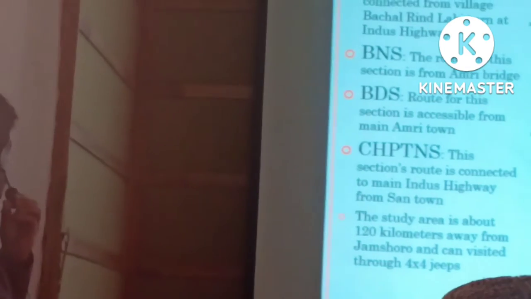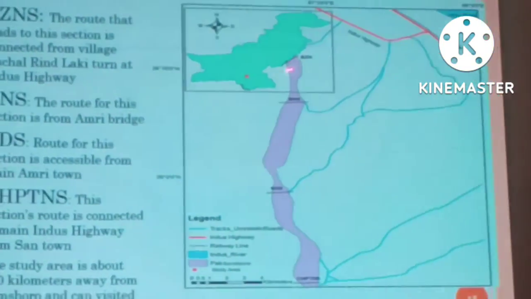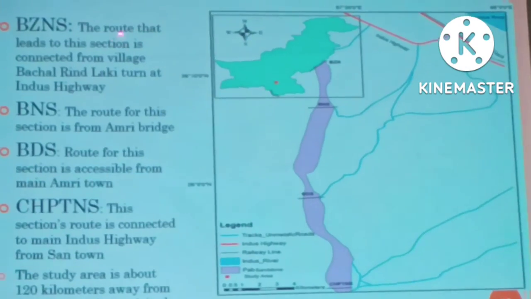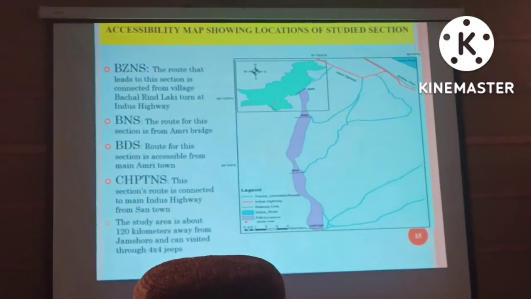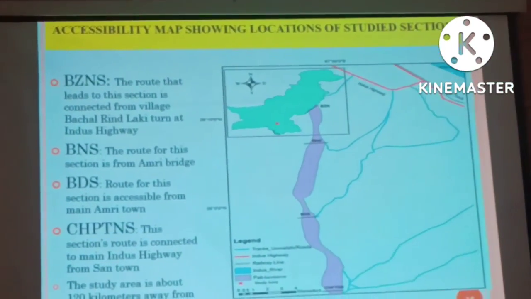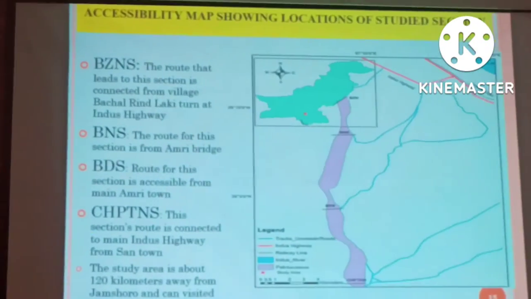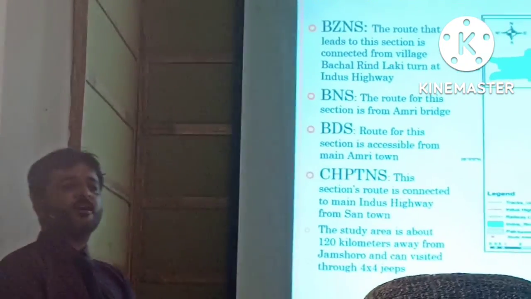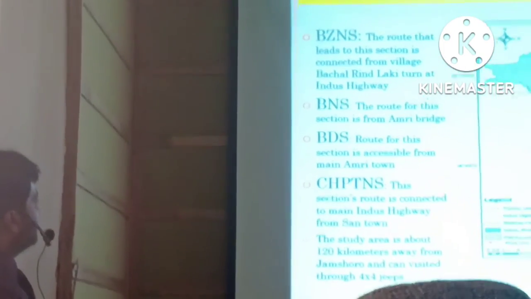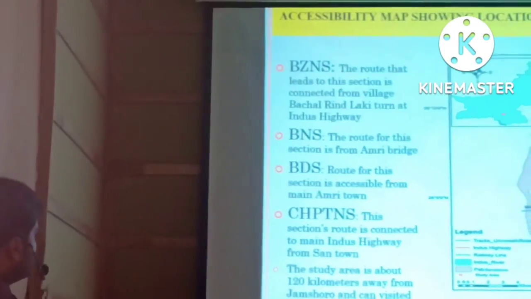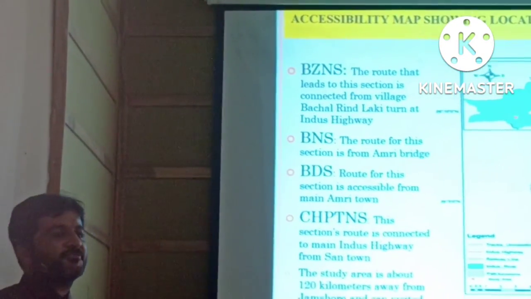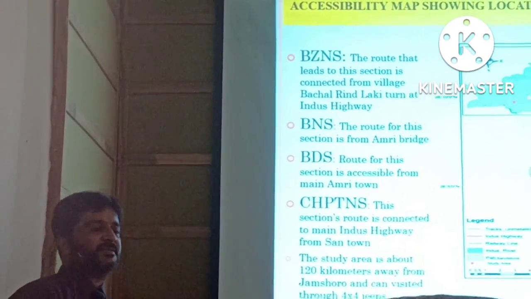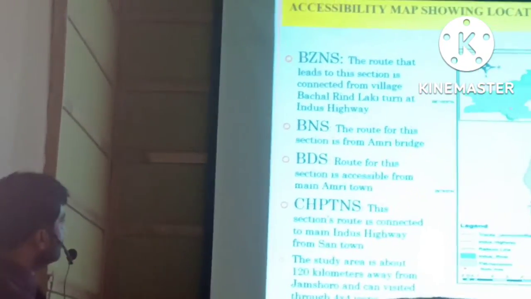Accessibility to these sections: these are lying in the northernmost part. This is the Bizan Nala here, and the route that leads to this section is connected from the main Indus Highway, from village Bachardin. That Bachardin is close to Lakhi Shatan. Then for the next, the route is connected from the Amri Bridge, and for the Bulldoro section, that is from main Amri town. And the Chipat section is connected from the main Indus Highway from Sann town. So all these sections are approximately 120 kilometers away from main Jamshoro. And these sections are accessible from the main Indus Highway to the studied sites through 4x4 jeeps.